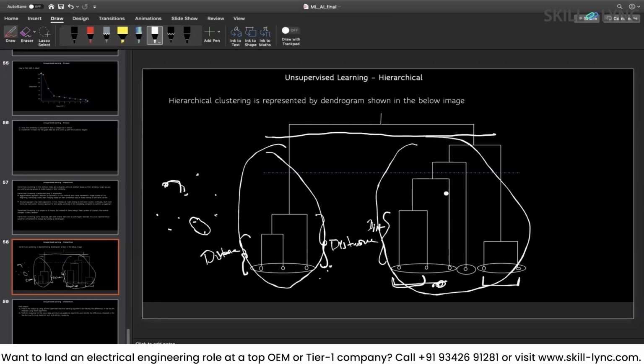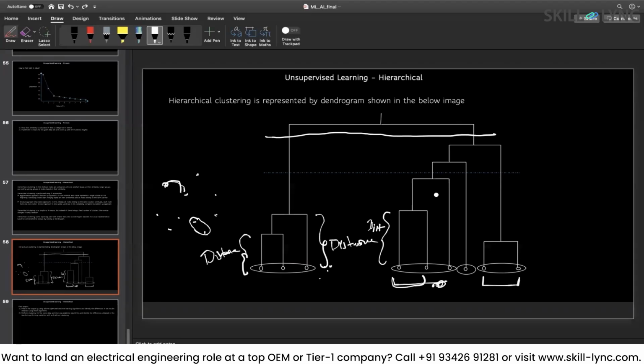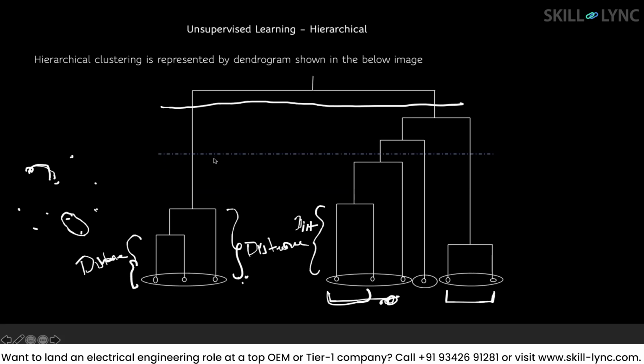All these data points. Now, if I cut the branch somewhere here by this blue line, can you tell me how many clusters I will have? So when I cut the branch here with this blue dotted line, can you tell how many clusters I am forming? 4. Just check how many branches we are cutting here: 1, 2, 3, and 4. So there are 4 branches which we are cutting, so there will be 4 clusters.